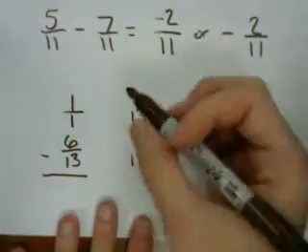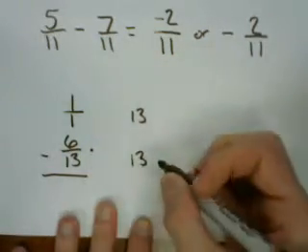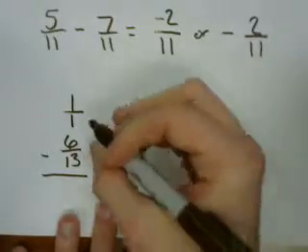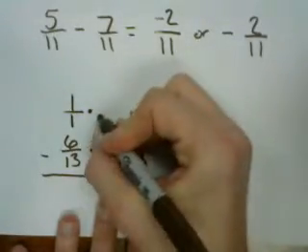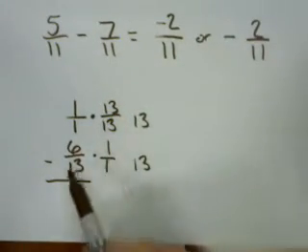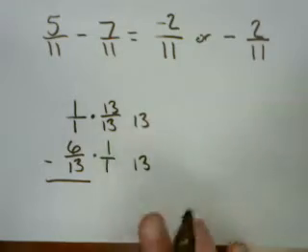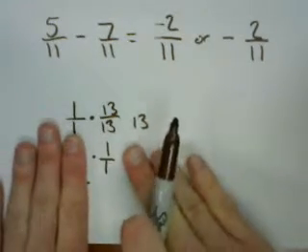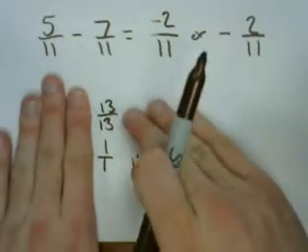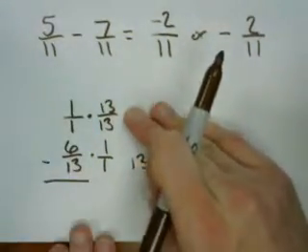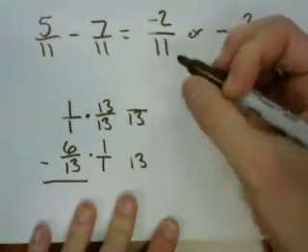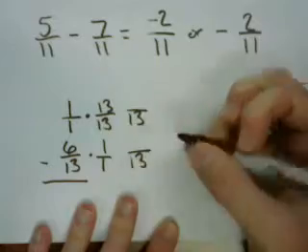So here I ask myself, what do I multiply to 13 to get 13? Well, that's 1. And what do I multiply to 1 to get 13? Well, that's 13. So just like the adding video, what I do to the bottom, I do to the top, and that's because I'm just multiplying by, in this case, 1 over 1, which is 1, or in this case, 13 over 13, which is, again, 1. So I'm not changing the value. I'm just creating an equivalent fraction in which I can subtract.